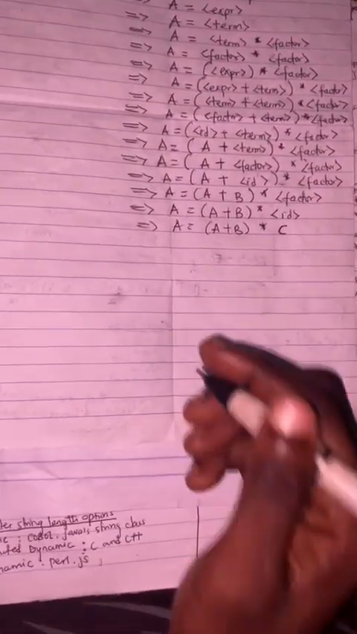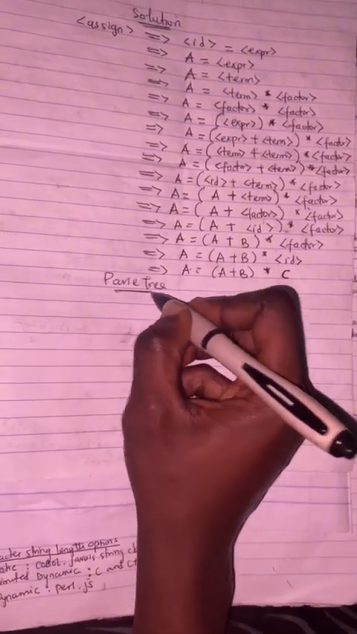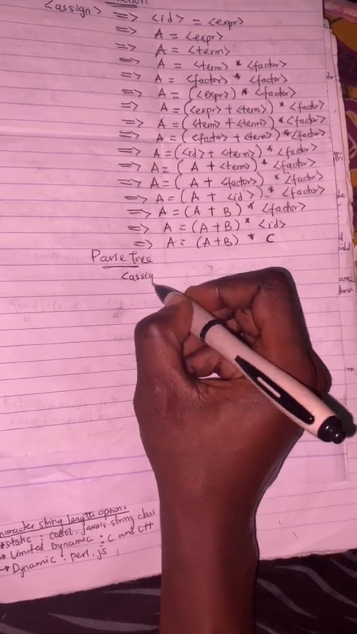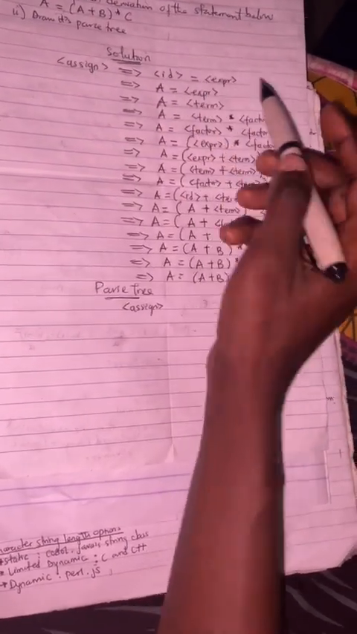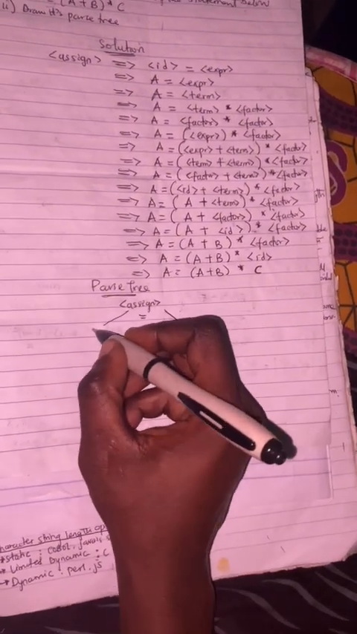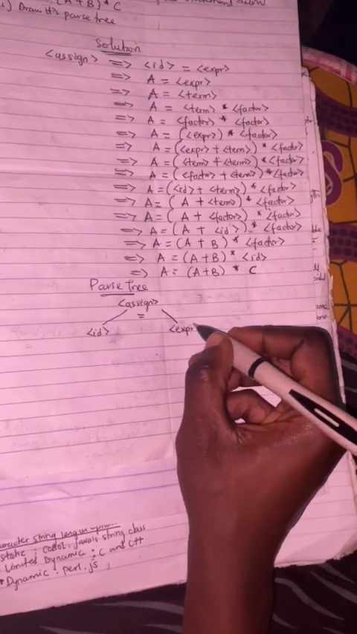Next up is to draw the parse tree. I don't know if this is going to be enough to draw the parse tree, but let's see. So now let's draw the parse tree for this sentence. The first thing we are going to pick is the assign, which is the first statement. Assign gave us id equals expression. So from here, assign expanded. One side is id and one side is expression.